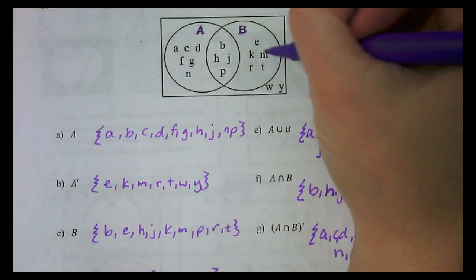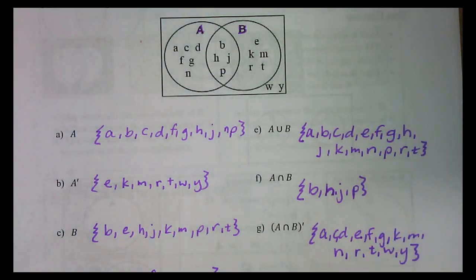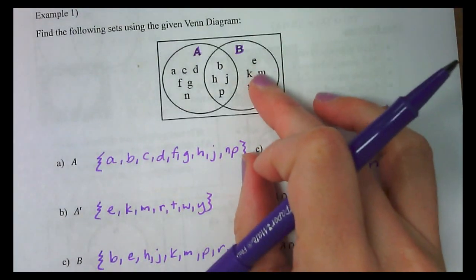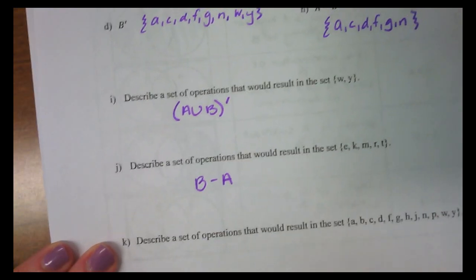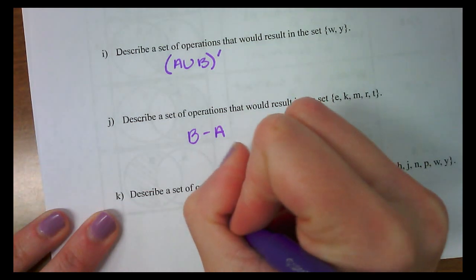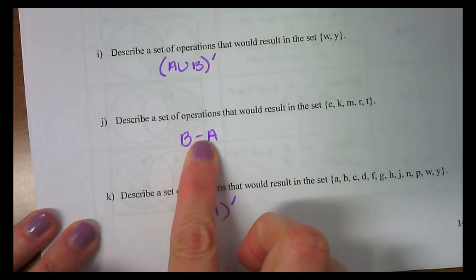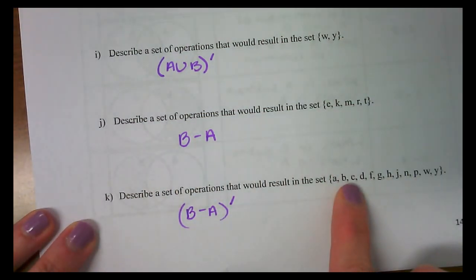If we want to just cross out these, we're crossing out A minus B. Or we're crossing out B minus A. So if we're crossing out, this would be B minus A. So if I'm crossing out B minus A, because these are what I'm leaving out, then I want to do the complement of that. So it's the complement of this, because these are the only letters that are not in this set.